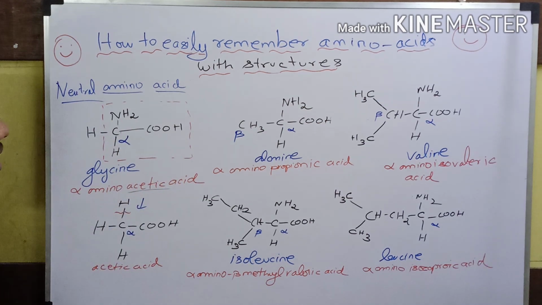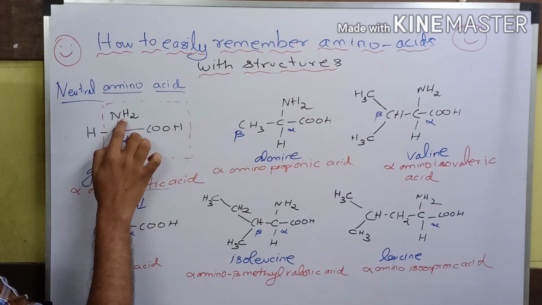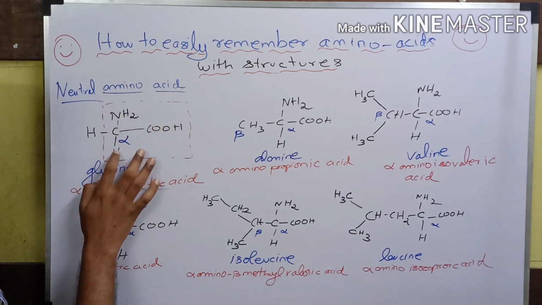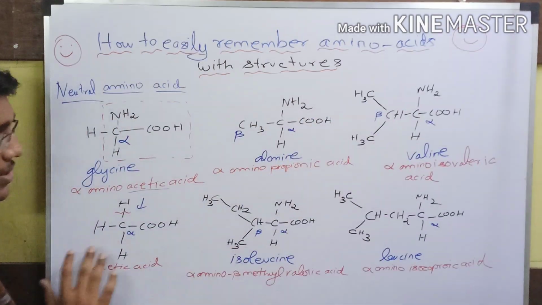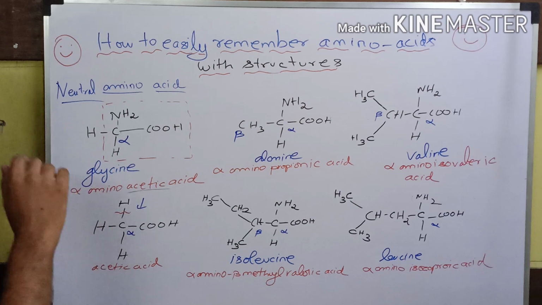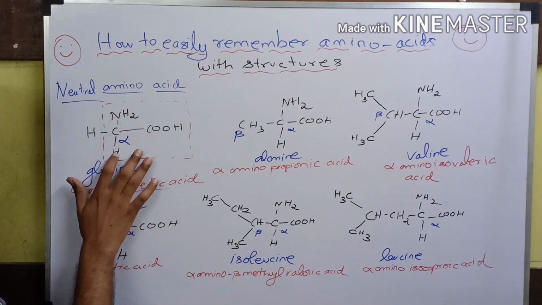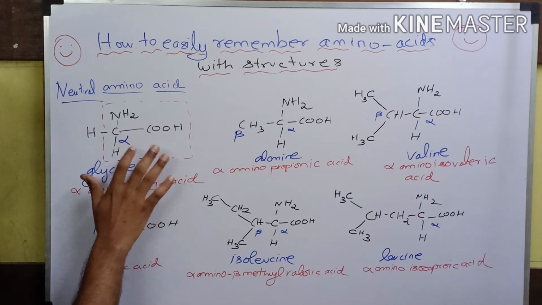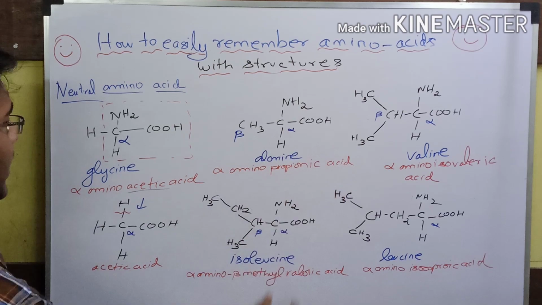Moreover, you can see the right side of the alpha carbon, this NH2, that is the amino group, this hydrogen, and this carboxylic group are the same in all these amino acids. Not only these amino acids, all the 20 amino acids have these common things: one amino group, one hydrogen, and one carboxylic acid group. Now let us see how to remember the structure of alanine.